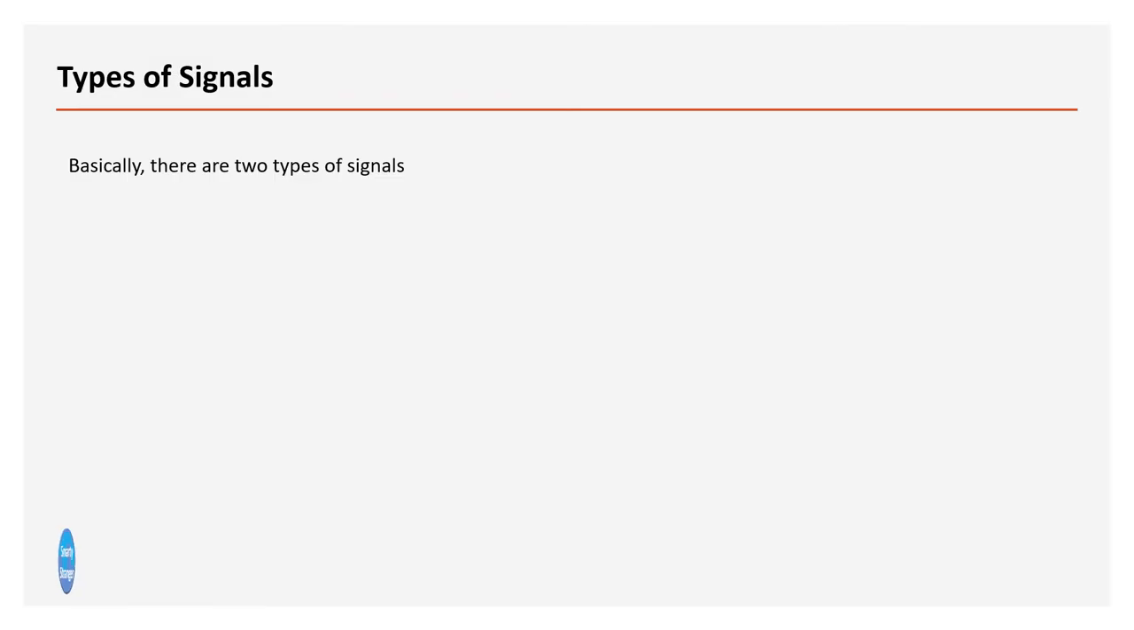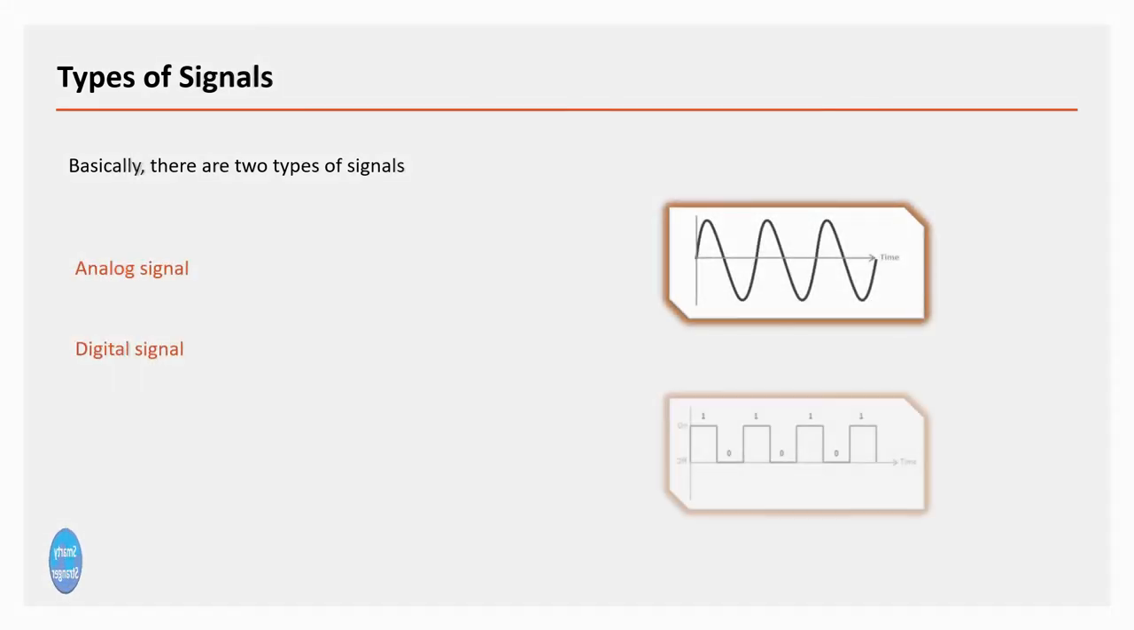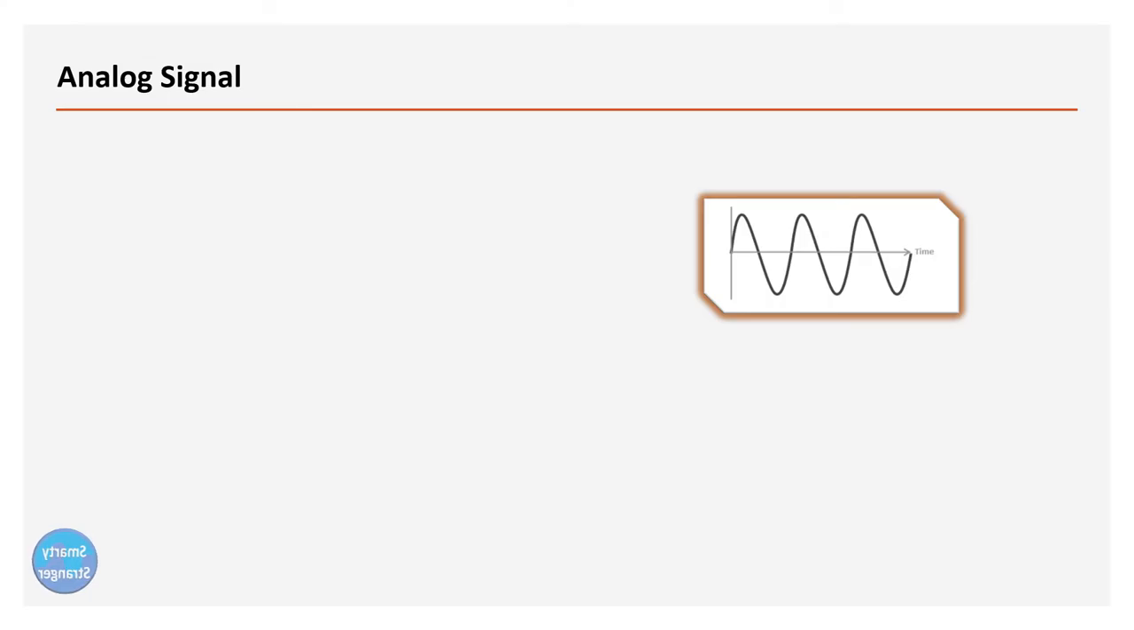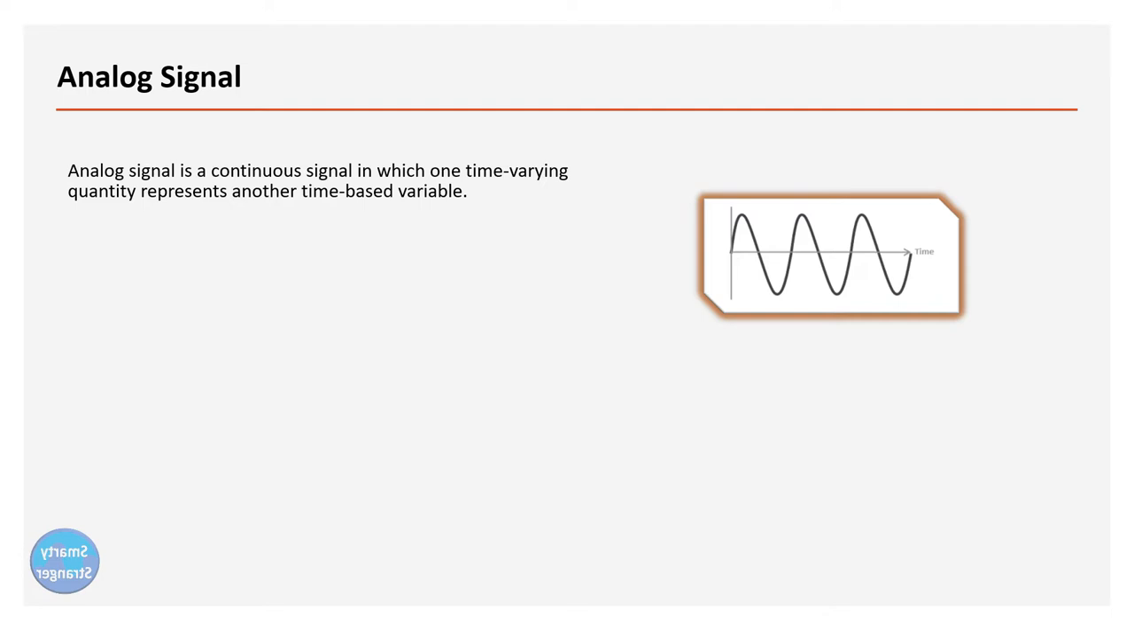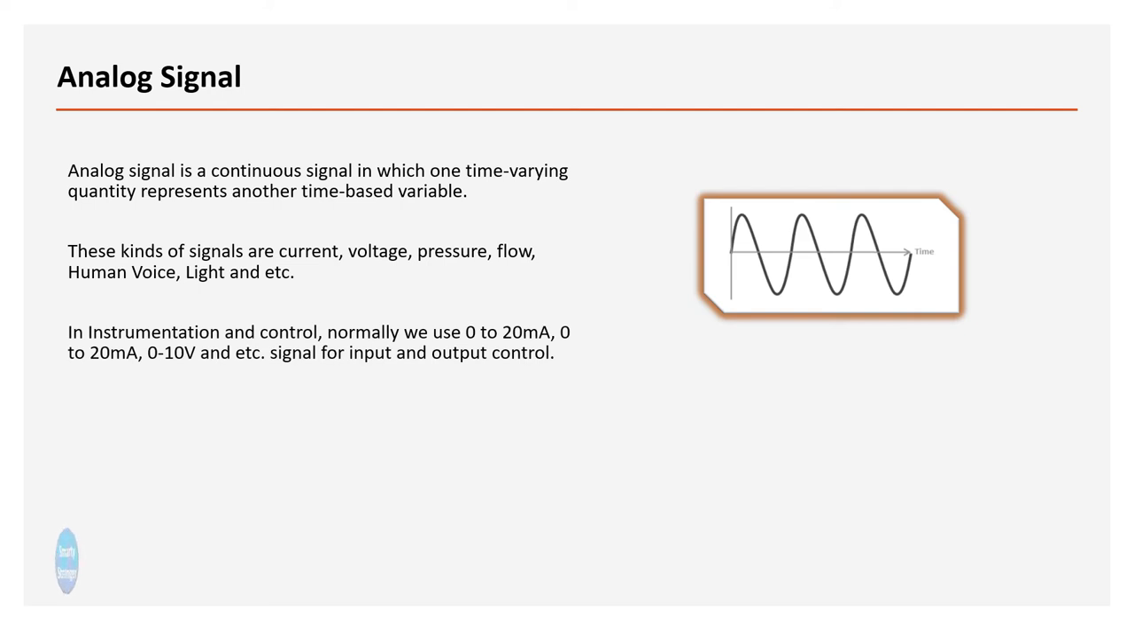Types of signals. Basically, there are two types of signals: analog signal and digital signal. An analog signal is a continuous signal in which one time-varying quantity represents another time-based variable. These kinds of signals are current, voltage, pressure, flow, human voice, light, etc. In instrumentation and control, normally we use 0 to 20 milliamp, 4 to 20 milliamp, 0 to 10 volt, etc. signals for input and output control.